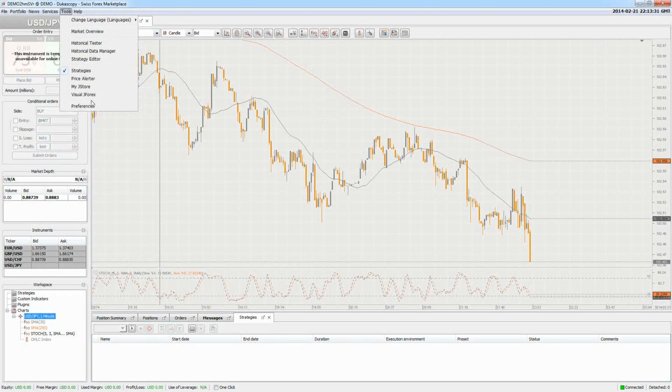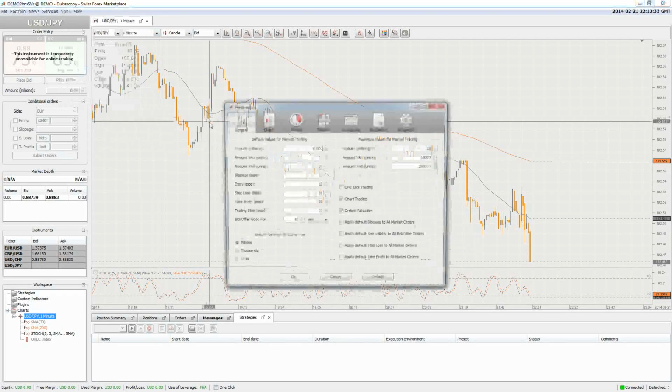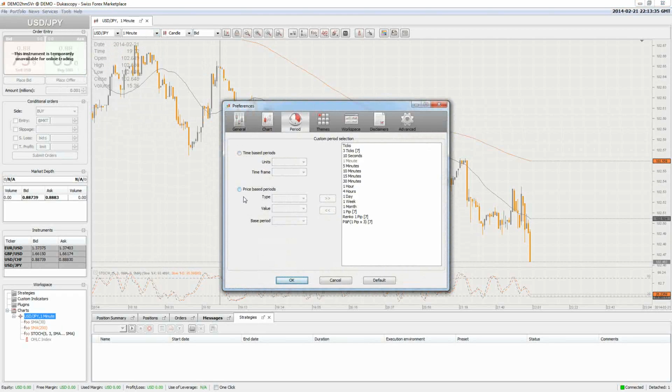If I go into Tools, Preferences, Period, I can actually build a custom time frame. So I can say I want to go in units of a minute or even in seconds, and ticks if I just want price ticks to make it up. So let's just say I want to have a chart in minutes. I could put a 2-minute chart on here. Okay? Or let's say I want a chart in 30-second increments.